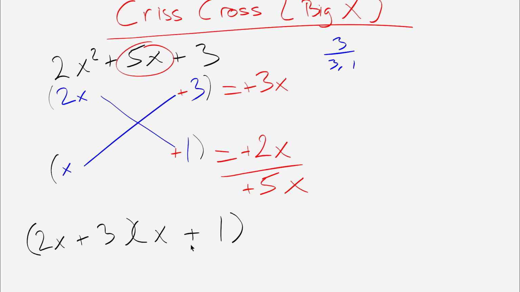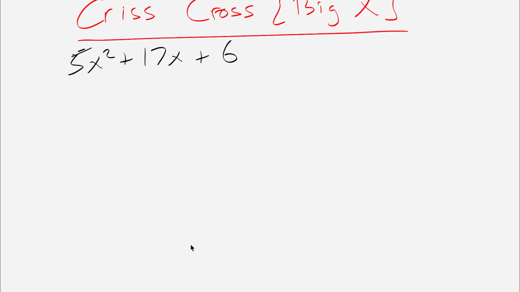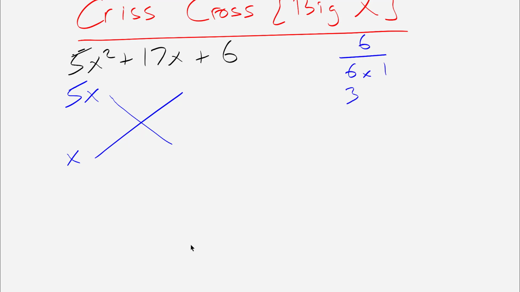All right, let's have a look at another example here. 5x squared plus 17x plus 6. So we do our big X, our crisscross. The first thing we say is, how do we get 5x squared? We know that that's 5x times x. Now, factors of 6. Factors of 6, you could have 6 times 1, or you could have 3 times 2. So once again, we're going to play around with a bit of trial and error here.